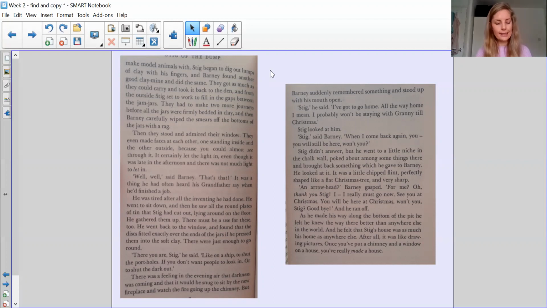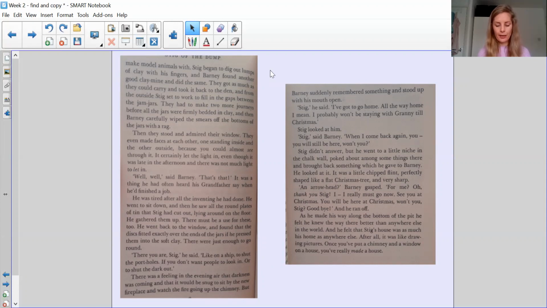They even made faces at each other, one standing inside and the other outside, because you could almost see through it. It certainly let the light in, even though it was late in the afternoon, there was not much light to let in. "Well, well," said Barney, "that's that." It was a thing he had often heard his grandfather say when he'd finished a job. He was tired after all the inventing he had done. He went to sit down, and then he saw all the round plates of tin that Stig had cut out lying around on the floor.